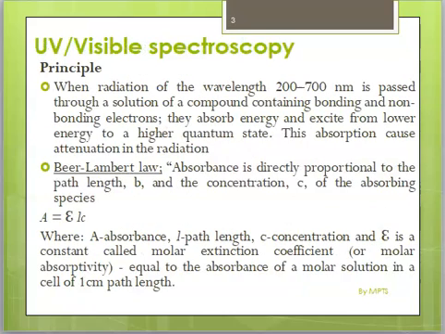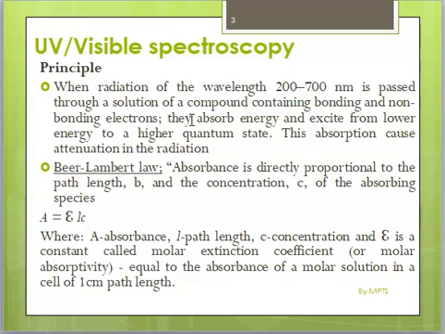What is UV visible spectroscopy? Of course, when radiation of wavelength between 200 and 700 nanometers passes through a solution or a sample of a compound containing bonding and non-bonding electrons, they absorb the energy and are excited from lower to higher quantum states. Of course, this absorption causes attenuation in radiation. Attenuation means a decrease in strength of the radiation. And of course, it follows Beer-Lambert's law.